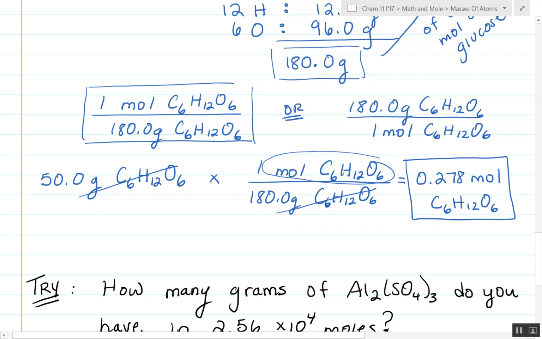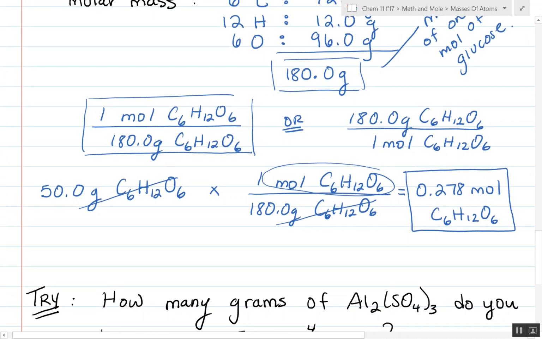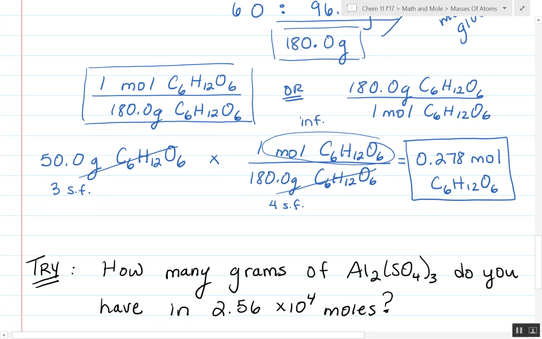So now that we've gone through that example together, oh wait, let's talk about sig figs first. Again, it should be in 3 sig figs because our measured quantity at the very beginning is 3 sig figs. And then our 180 grams, that's 4 sig figs because that's a measured value. The rest, the 1 mole, is infinite. So our lowest number of significant figures is 3, so my answer must be in 3. Okay, so now that we've gone through this example, go ahead and try this next problem on your own. So pause the video here and then come back when you're ready to check over the answer.